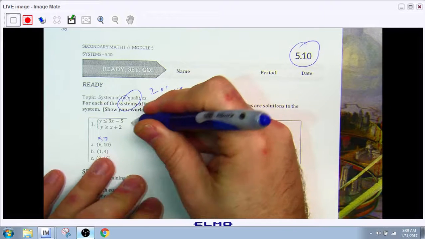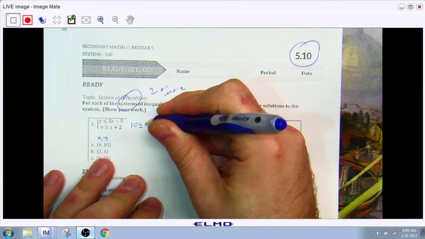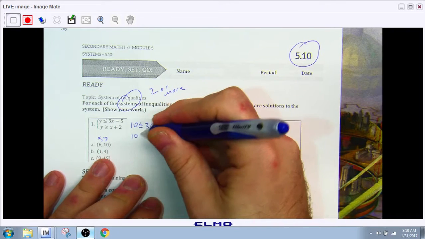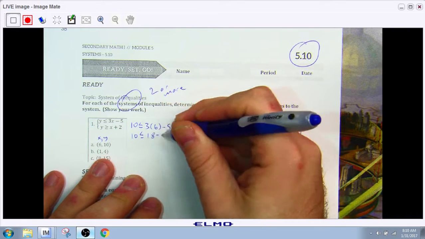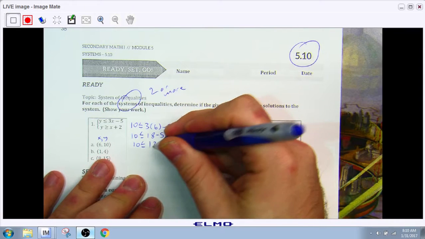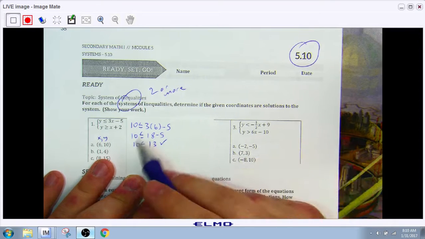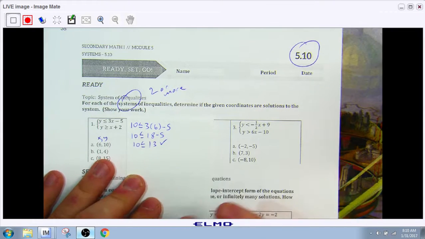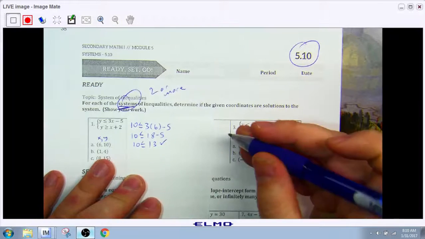So is 10 less than or equal to 3 times 6 minus 5? Well, is 10 less than or equal to 18 minus 5? Is 10 less than or equal to 13? Yes, it is. Okay, so it satisfies the first equation. Let's see if it satisfies the second equation, because again, we're looking to see if it satisfies the system.